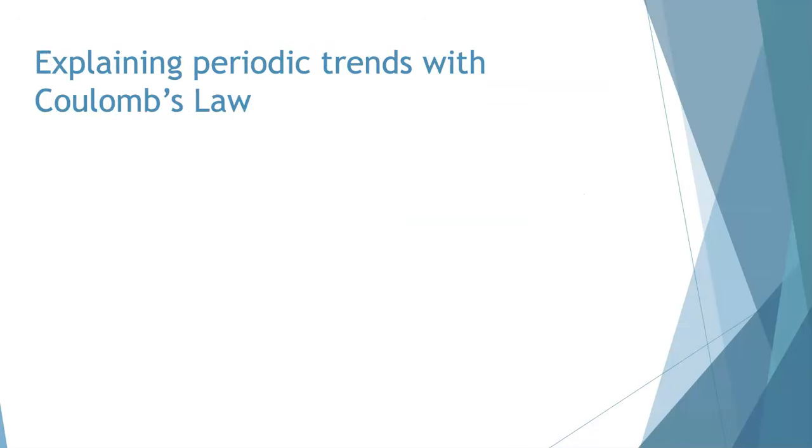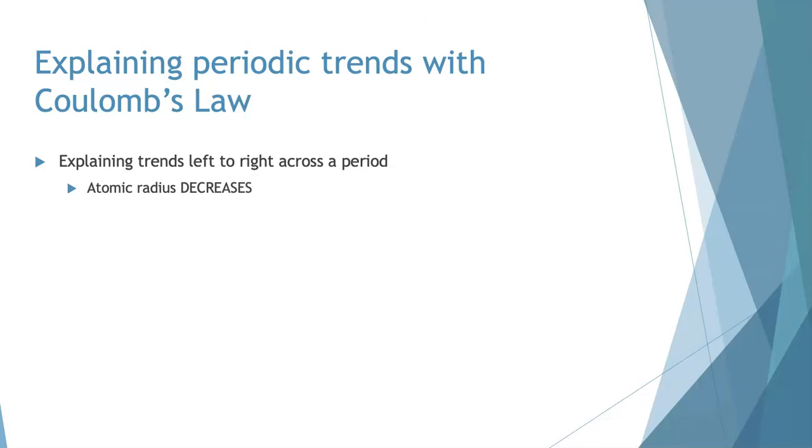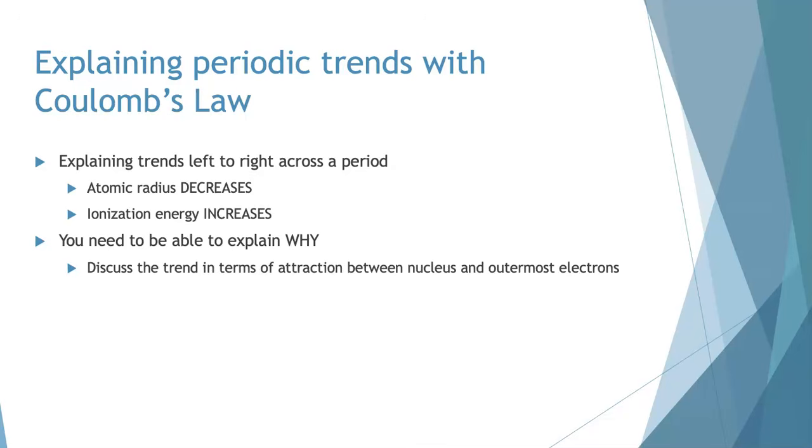One of the types of questions where we need to apply Coulomb's law is explaining periodic trends. Let's start by talking about how to explain periodic trends that go from left to right across the period. We know that as we go from left to right across the period, the atomic radius decreases, and we know that ionization energy increases. We need to be able to explain why these trends occur, and we need to be able to do it in terms of atomic structure and Coulomb's law. So we want to talk about the trend in terms of the attraction between the nucleus and the outermost electrons. These questions will also often come with a prompt, discuss it in terms of Coulomb's law and principles of atomic structure, and that usually means you're talking about occupied energy levels, distance from the nucleus, and/or the nuclear charge.